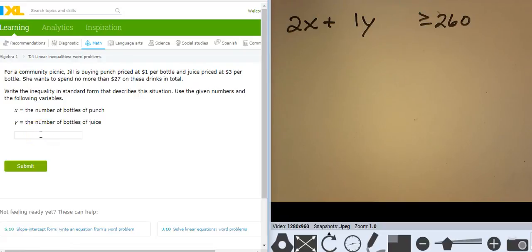I could probably go a little bit faster without writing them down. Do you actually need a whiteboard for this one? Maybe not. Let's see. 3x plus, actually I missed, punch is 1x, so x plus 3y. I do not want to spend more than 27, so I have to stay less than or equal to 27.